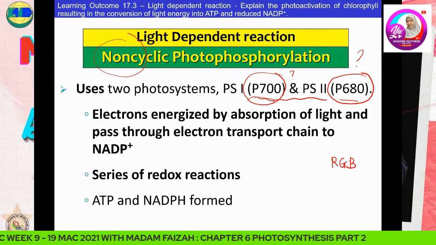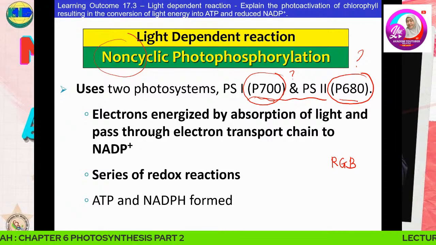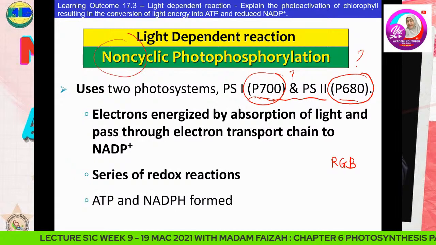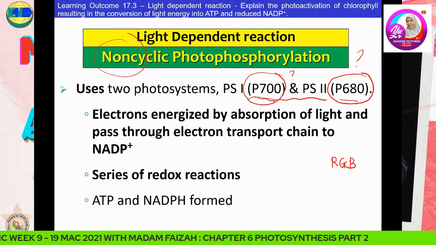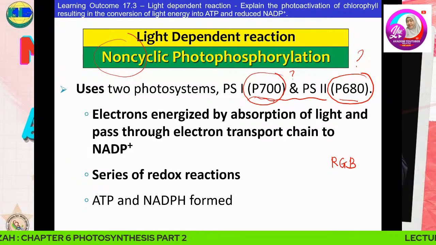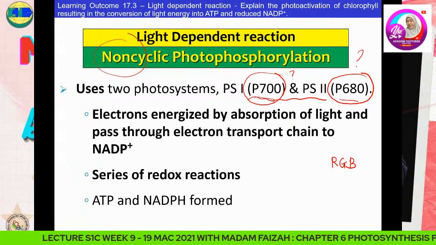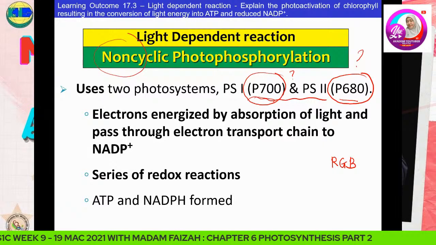So you may refer to page 128 of our notes, to see the absorption spectrum of chlorophyll. As you can see there, 680, right? The highest peak is 680, and the other top one is 700. This is the number of photons absorbed.